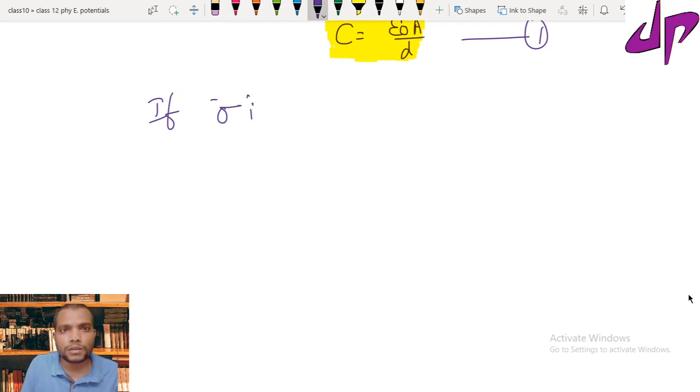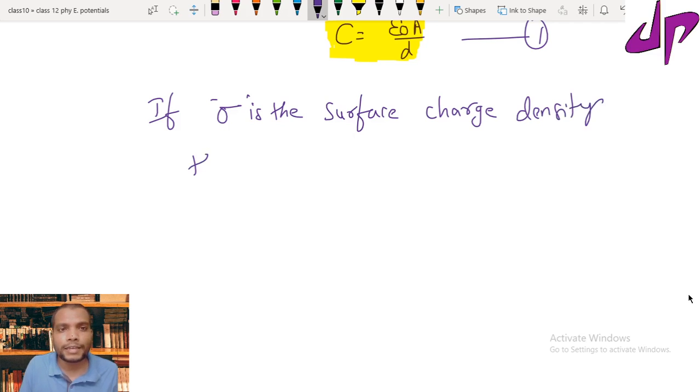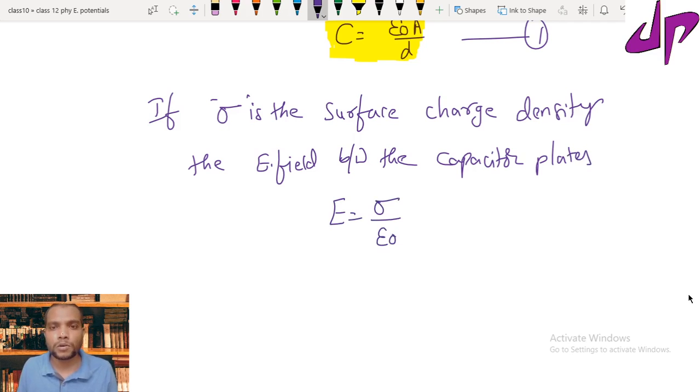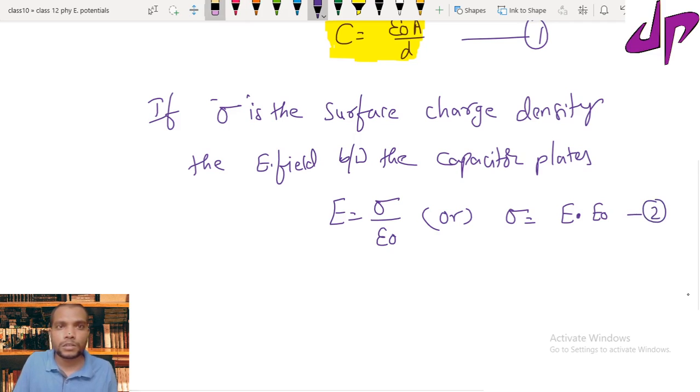So if sigma is the surface charge density, the electric field between the capacitor plates is E equal to sigma by epsilon naught, or I can write sigma equal to electric field times epsilon naught, sigma equal to epsilon naught E. So this is the relation between the surface charge density and the electric field.